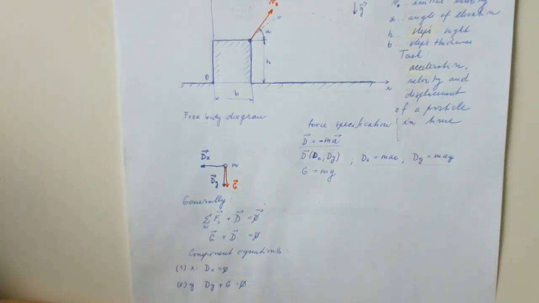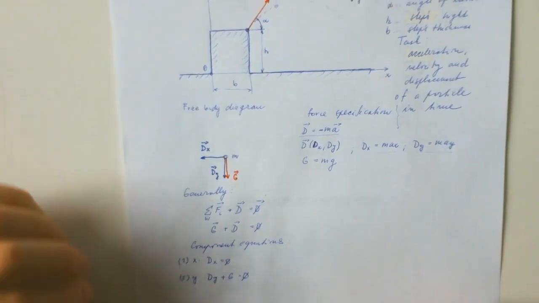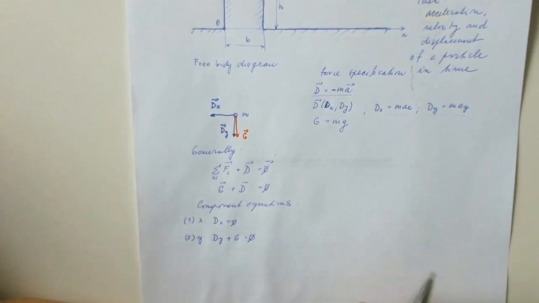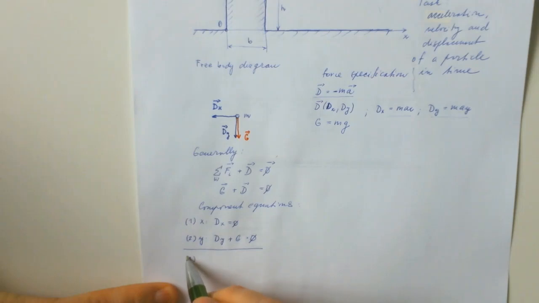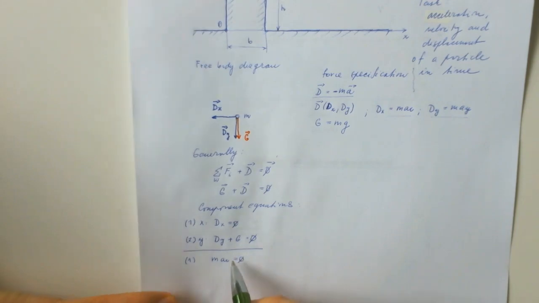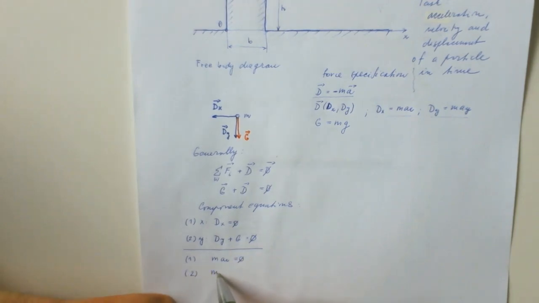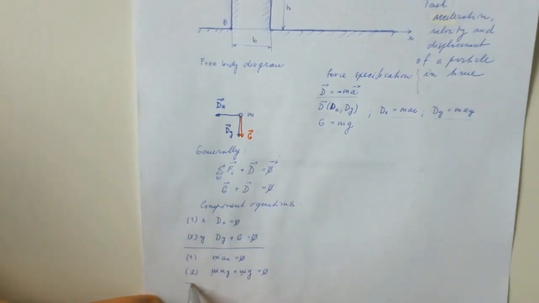So this is the force specification. We can substitute this into this system. After substitution we write m by ax is equal to 0 and m by ay plus mg is equal to 0. We can cancel the mass in all cases, so finally we get ax is equal to 0 and ay is equal to minus g.